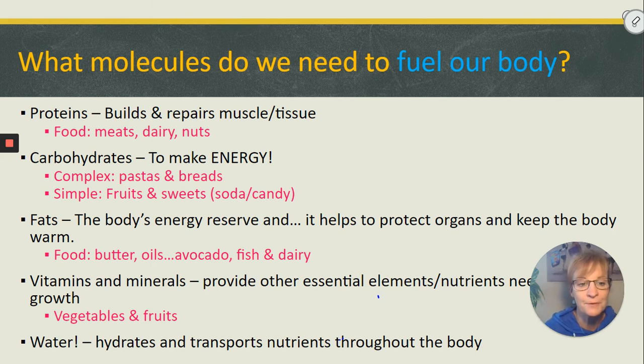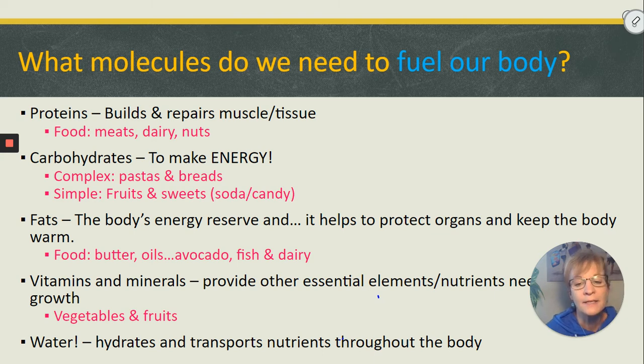So you need to know that proteins build and repair your muscle tissue. And you can get proteins from things like meat, dairy, nuts. Carbohydrates, that's where you get your energy from. So pastas, breads, simple fruits, sugar, candy. When you get hyper from candy, it's because it has a lot of sugar in it.